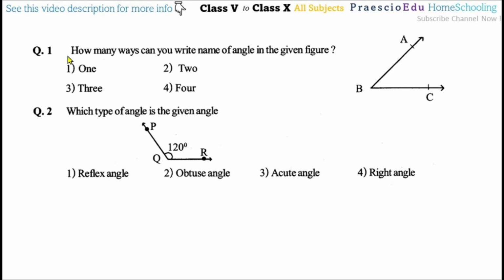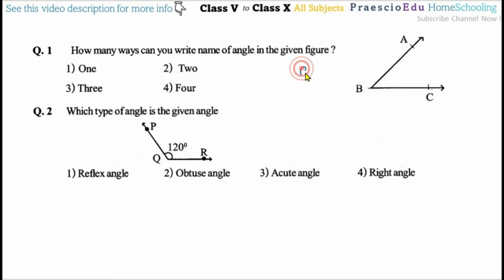Question number 1: how many ways can you write the name of the angle in the given figure? Here lines BA and BC are the two lines making this angle. So we can say directly angle B also, this is one way.